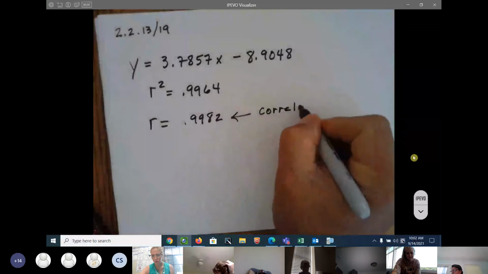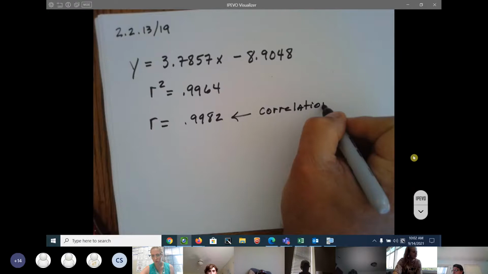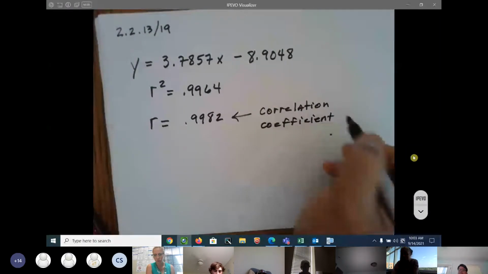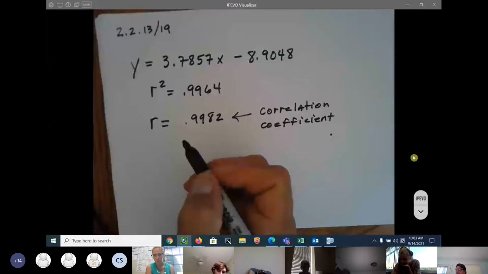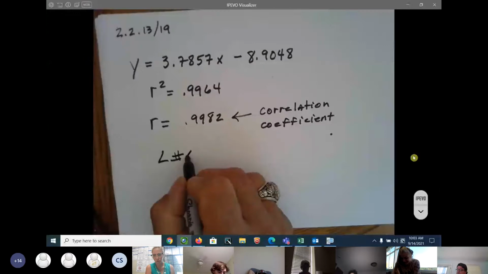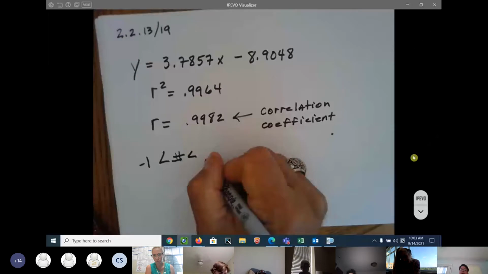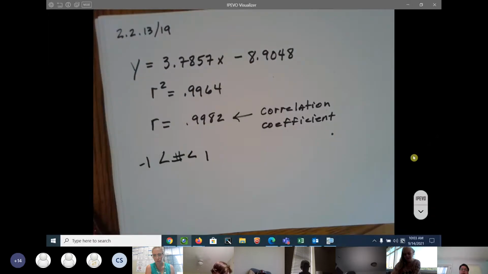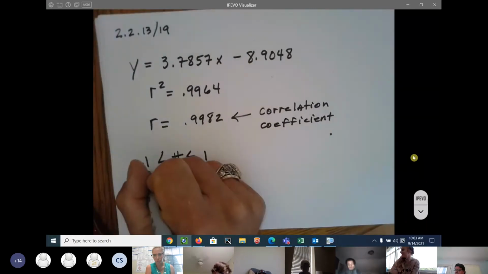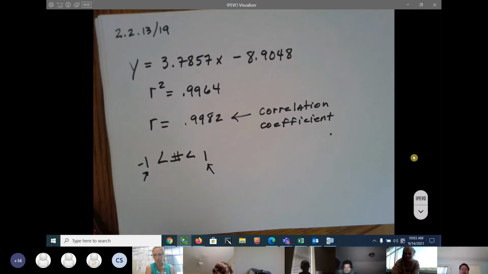Correlation coefficient. If I even spelled that right. Okay? The correlation coefficient basically is a number between -1 and +1. The closer you are to the -1 and the +1, the more of a correlation you have.